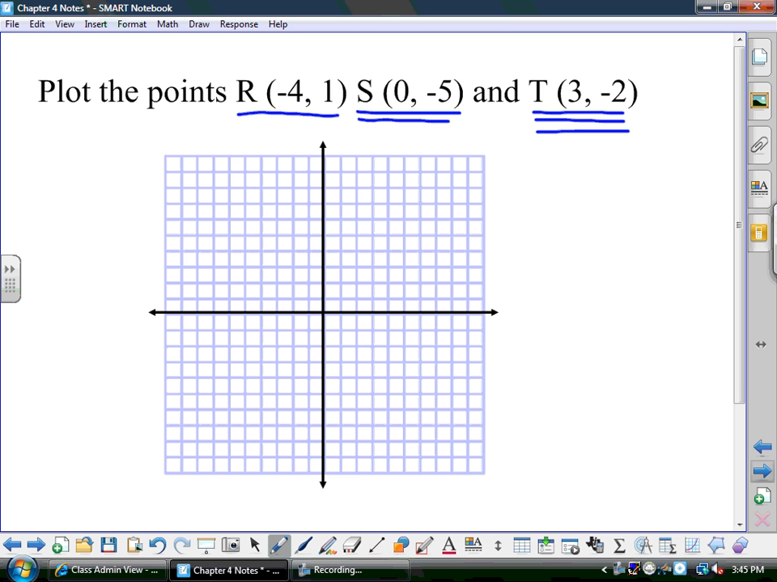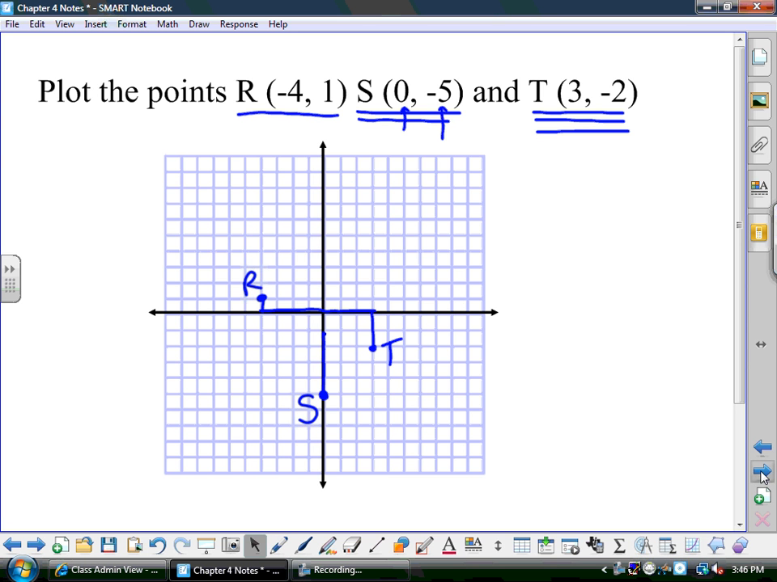Let's start with point R. Point R is at -4, so I need to go backwards, 1, 2, 3, 4, and then +1. So point R is right there. Point S goes 0 left and right, so it's not going to move left or right at all. It's just going to go down 5. 1, 2, 3, 4, 5. Point S is right here. And point T is at +3, -2, right there.